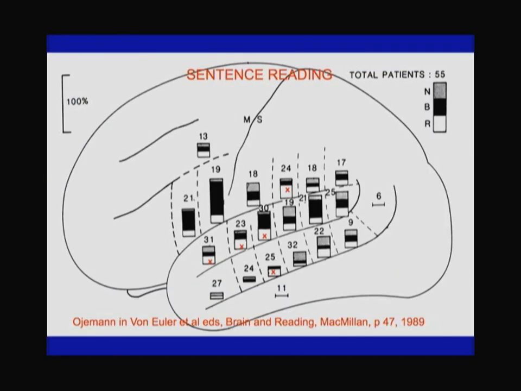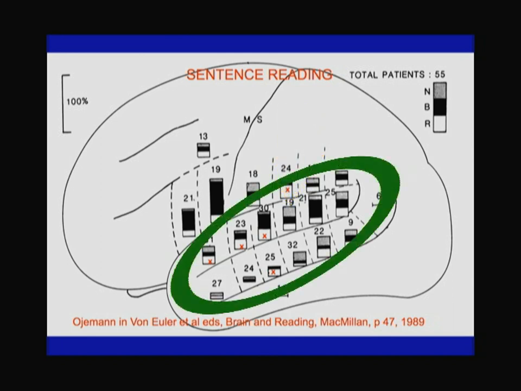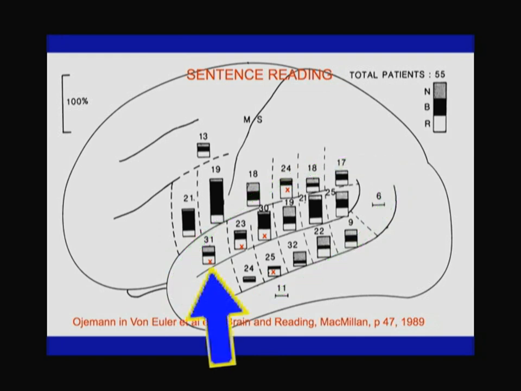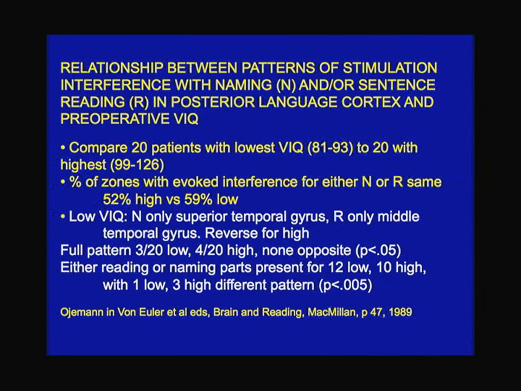And this is just to show the variance, again, that we get in both naming and reading. The black are the common sites, the white are just reading sites, the stippled are the only naming sites. And again, you can see in the temporal parietal area a high degree of variance. The X's mark sites where there's a particularly high proportion of just reading sites.